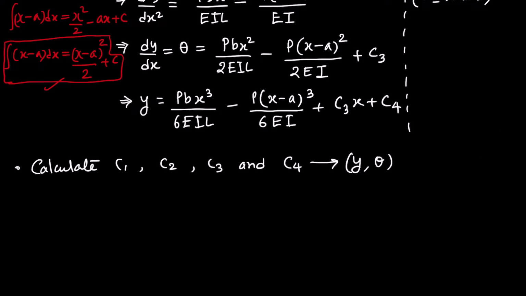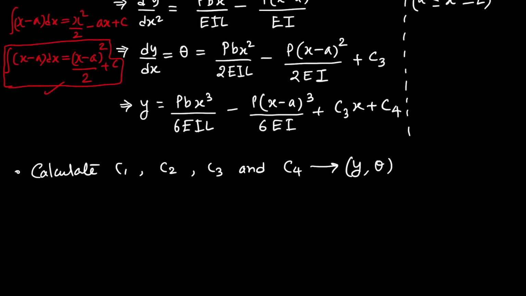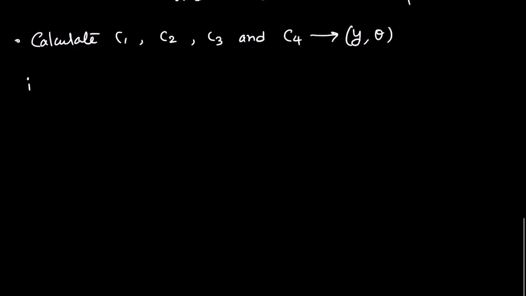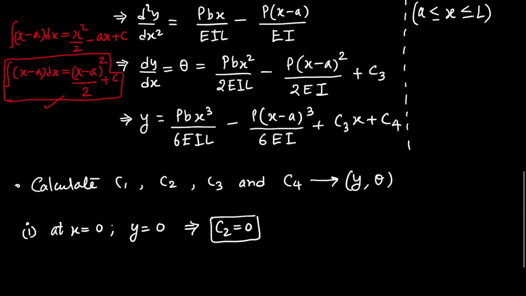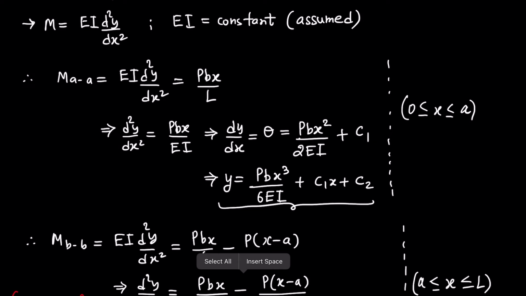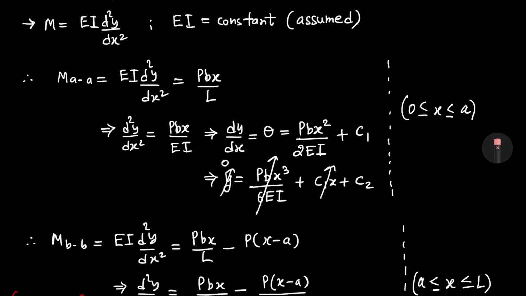So how do we proceed? How do we calculate all these four constants? We need four boundary conditions for calculating the values of C1, C2, C3 and C4. So the first boundary condition is at x = 0, our deflection y is 0. So this implies our C2 will be equal to 0. Look at this formula. If I put x = 0, this term will be cancelled out, this term will be cancelled out, y is 0, so C2 is 0.